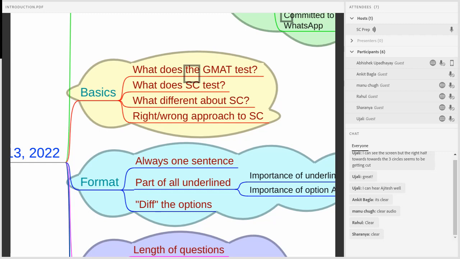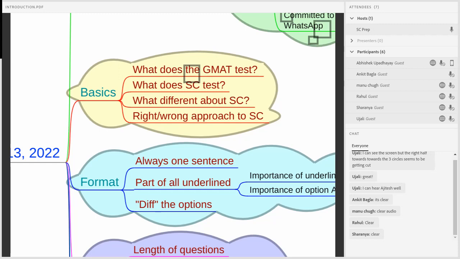Now, to do that, it has these different things. It has sentence correction, it has RC, it has CR, it has quant. These are just different things that are used to test the same basic thing, your reasoning ability.